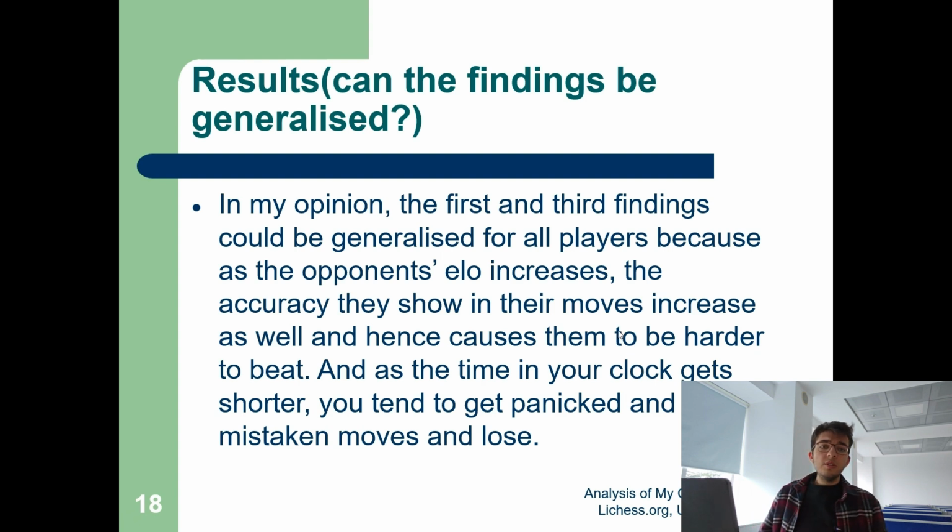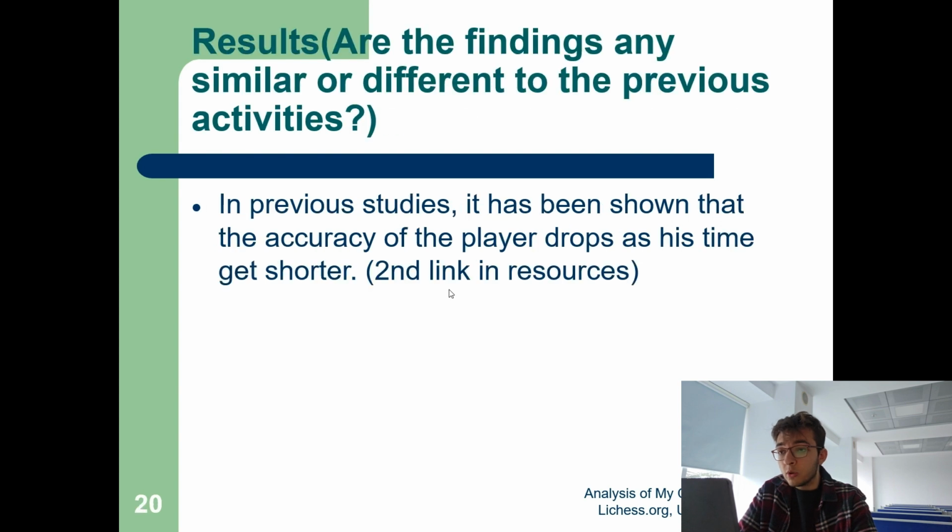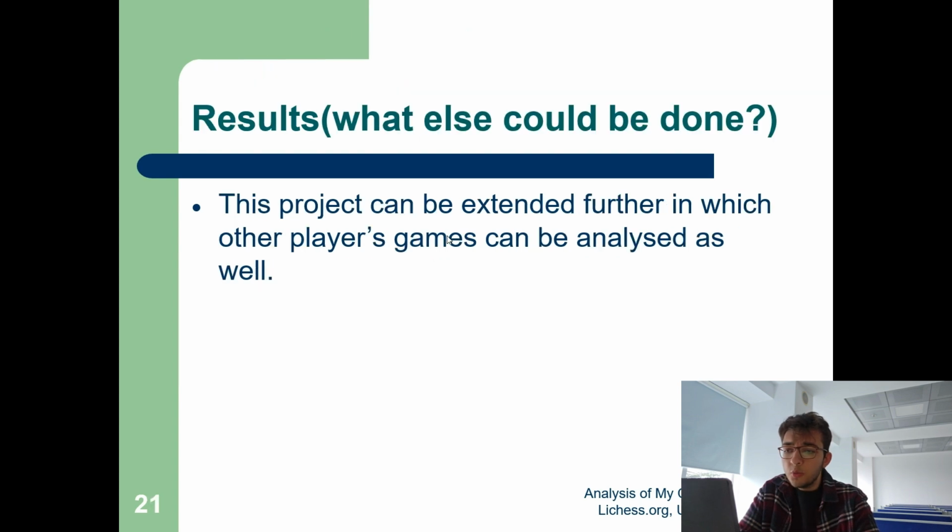So, the restrictions in my project were I only analyzed fast-paced games where players had 3 minutes on their clocks. Are the findings similar or different to the previous activities? In previous studies, it has been shown that the accuracy of the player drops as his time gets shorter. There's an article about this topic on the lichess.org website. And this project can be extended further in which other players' games can be analyzed as well. This could be more generalized maybe.